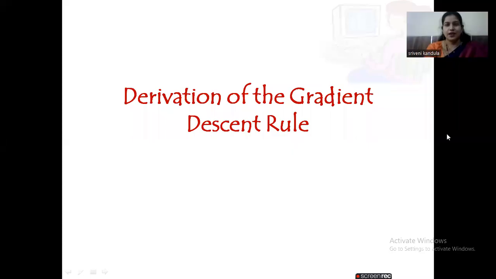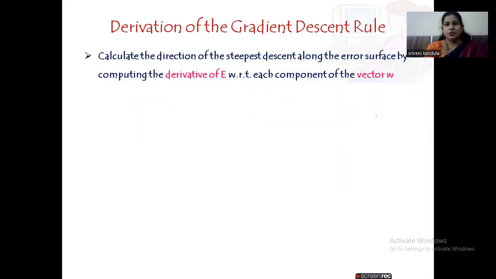Hello everyone. Let us discuss the derivation of the gradient descent rule in this session. We have already seen that gradient descent is nothing but performing a partial derivative on the error with respect to the weight vector W. What we need to do is calculate the direction of the steepest descent along the error surface.